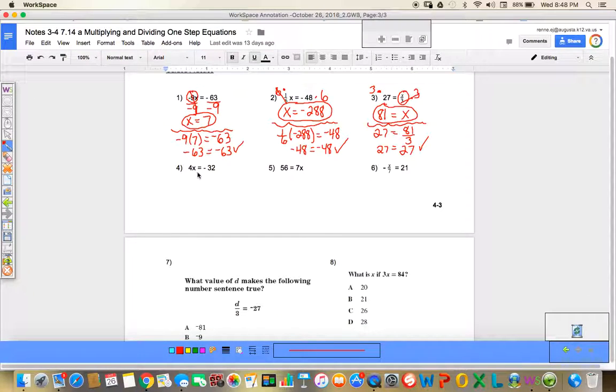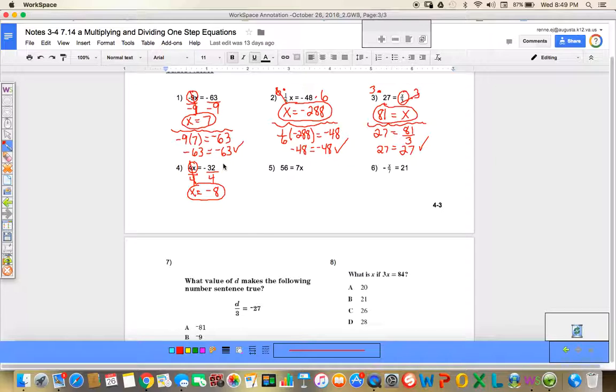Okay, moving right along to example number 4. We have a multiplication equation. So the opposite of multiplication is division. So I'm going to divide both sides by 4. Okay, 4 divided by 4 is a 1 in disguise. So x equals -32 divided by 4. So a negative divided by a positive is a negative. And 32 divided by 4 is 8. So my answer is x equals -8.